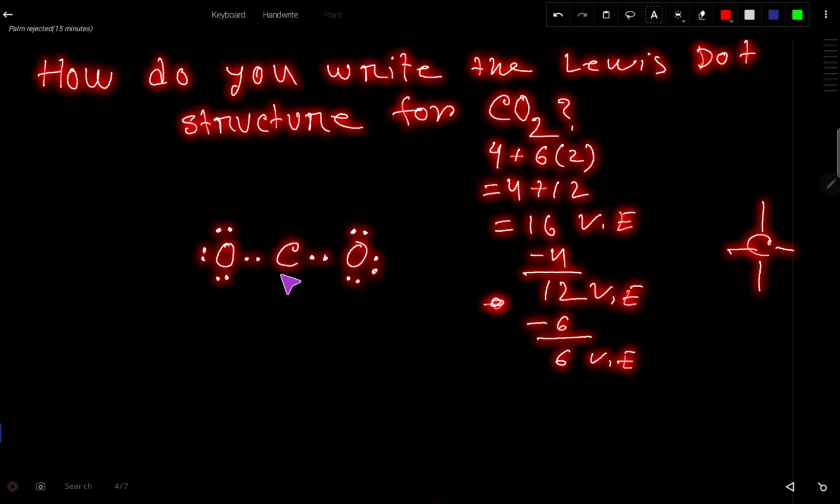So how can you do that? To satisfy the octet for the central atom, you have to move a lone pair as a bond pair, right? And you have to do it symmetrically, because these oxygens are similar, right? If you move 2 pairs of electrons from one oxygen, then the formal charge will not be 0. But if you do it equally, then formal charge will be 0, right? So let us move. I want to move this pair, so let us delete this pair.